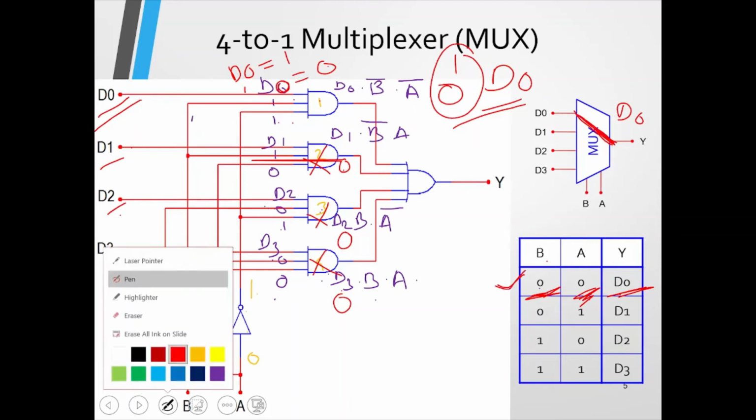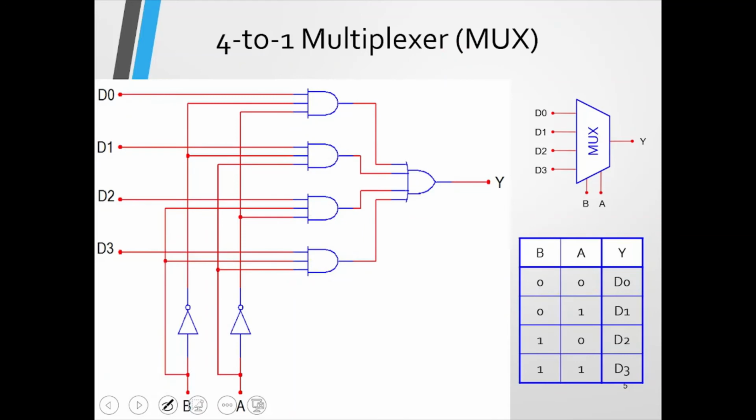Now similarly, we can check for the next input condition, that is for 0 1. So for 0 1, the second AND gate will be enabled. Okay, as we calculated for the first, in the same way we can calculate it for the second, and you will get to know that for the second condition, only the second AND gate is enabled and these three AND gates are disabled. So at the output you get only D1. So we can say that D1 gets connected to the output if the select line is 0 1.